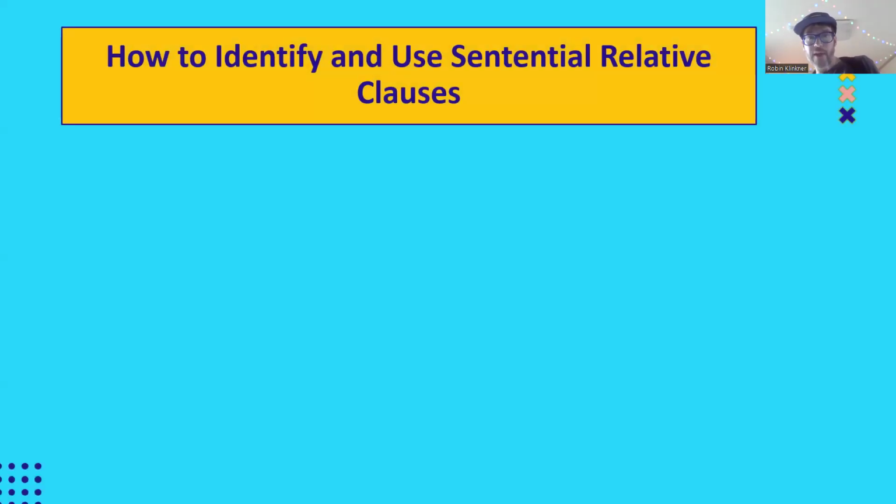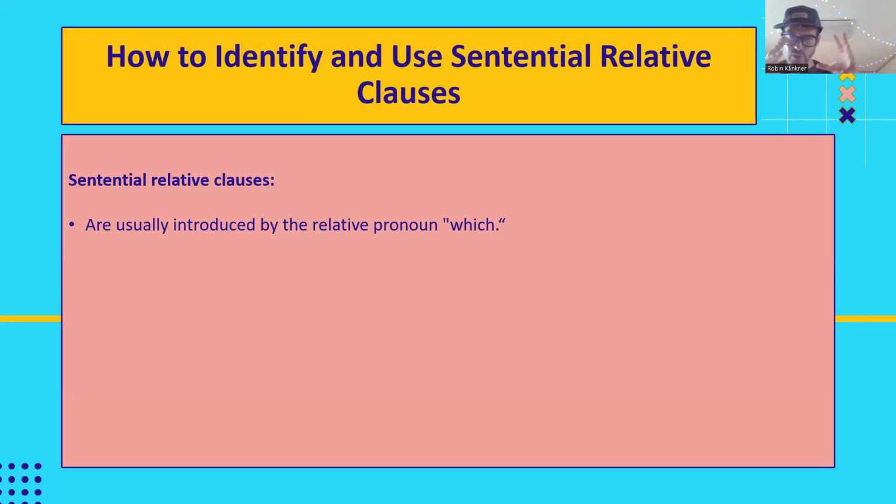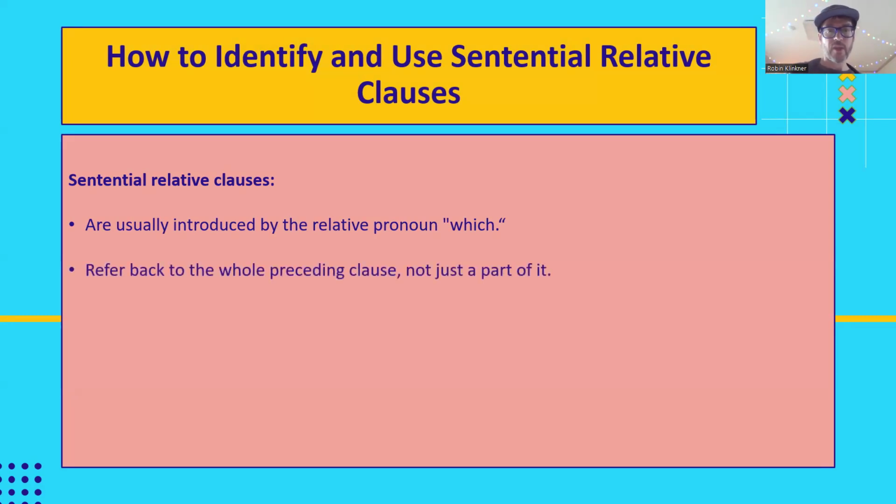All right, how do you identify and use them? Well, sentential relative clauses are usually, a large percentage of the time, connected to the preceding independent clause by the relative pronoun which. So you almost always use which. And just like I mentioned in the previous slide, sentential relative clauses refer back to the entire preceding clause.